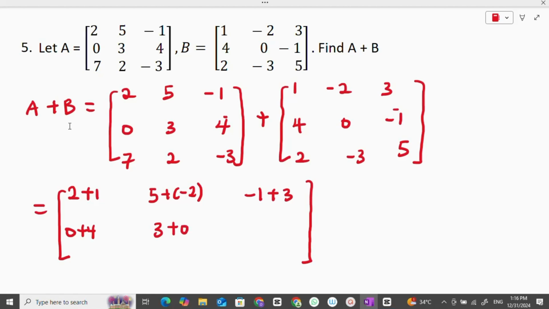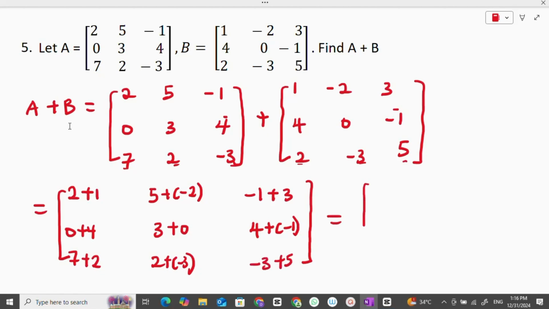Next, we take this and we take this. This is going to become 4 plus negative 1. We come right here. We take this and we take this. This is going to become 7 plus 2. We take this and we take this. This becomes 2 plus negative 3. And lastly, we take this, and this becomes minus 3 plus 5.